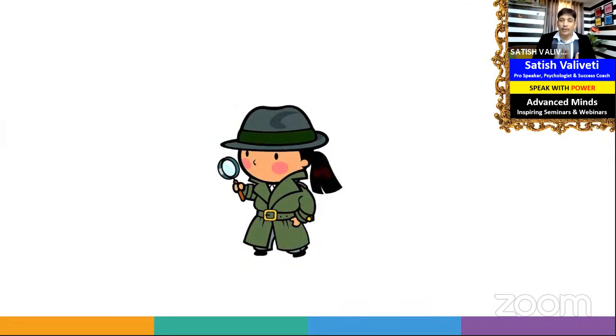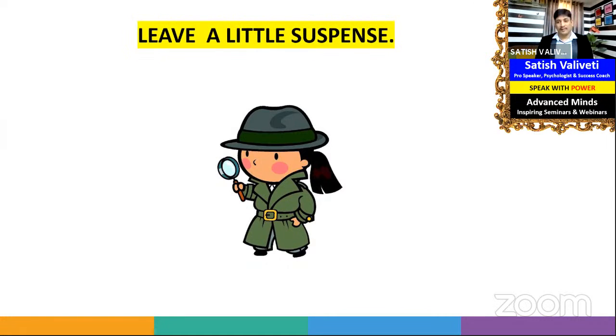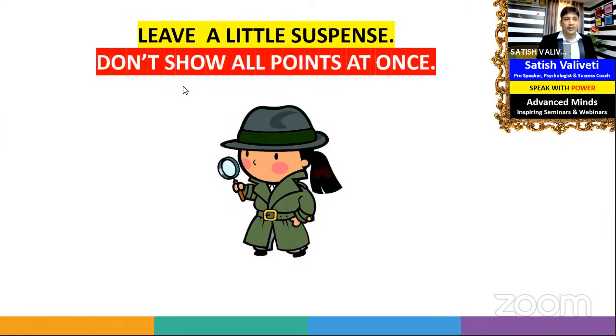For example, if there are 3-4 points I want to discuss, I would make 3-4 slides, not 3-4 points in the same slide. Or even if I want to show the 3-4 points in the same slide, I would do it pictorially. Also, I will leave a little suspense. When I show the PowerPoint, I use a little suspense. I'll not show all the points at once.